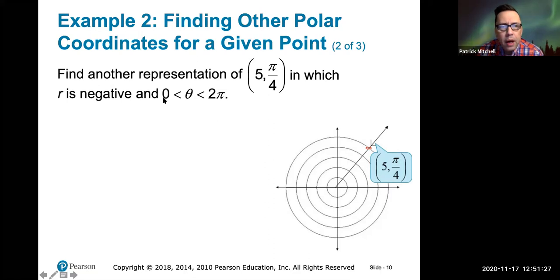Okay. So r is negative, but theta is between 0 and 2 pi. So the idea is, remembering how the negative value of r works, we just need to put that along this angle. And then, of course, make the value of r negative. So what is this angle? Well, it's pi over 4 plus pi, right?